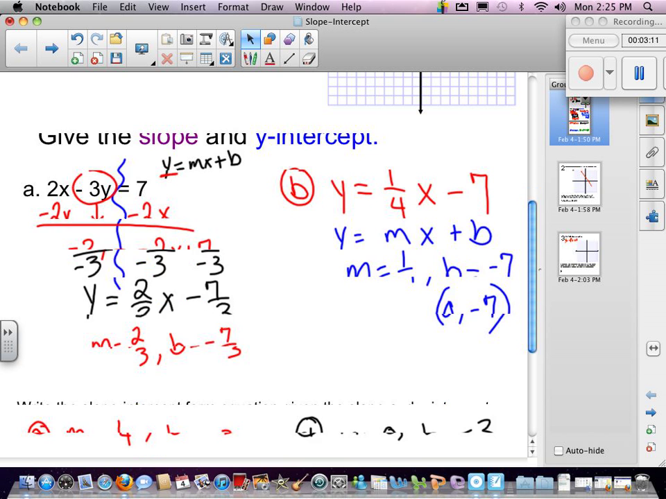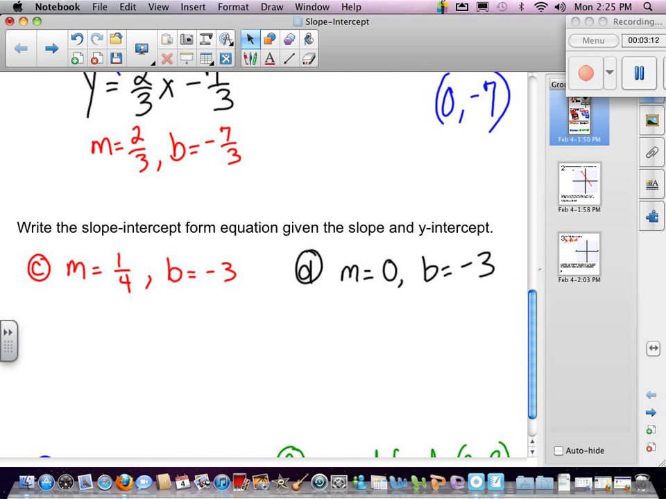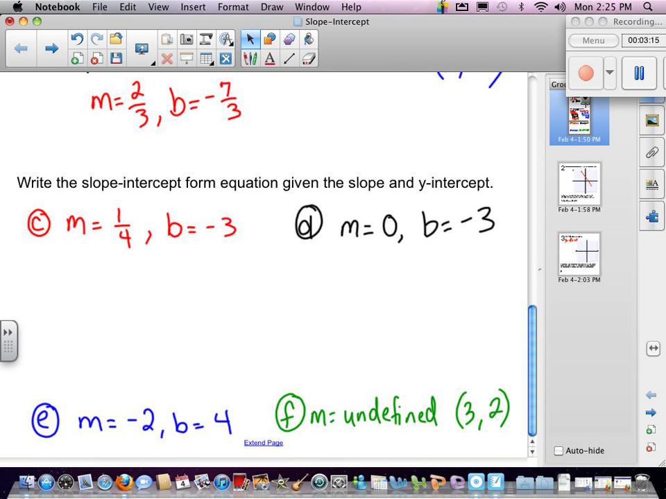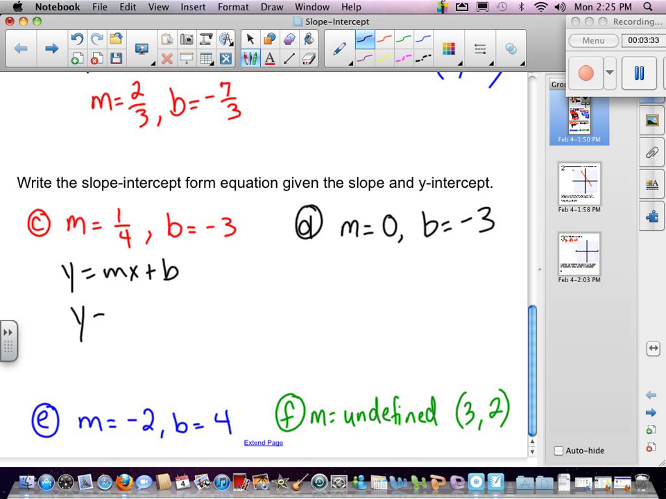But scroll down and let's take a look at C through F here. All right, and we're being asked to write the slope-intercept form equation given the slope and the y-intercept. And not all of these are slope and y-intercept, but we should still be able to write the equations. All right. So this is going to be y equals mx plus b. We're given the m, we're given the b. So we're just going to substitute in. This would be y equals 1/4 x, and this would be minus 3. Okay. We take that negative 3 and plug it in there. And instead of writing plus negative 3, we can just go ahead and write minus 3.